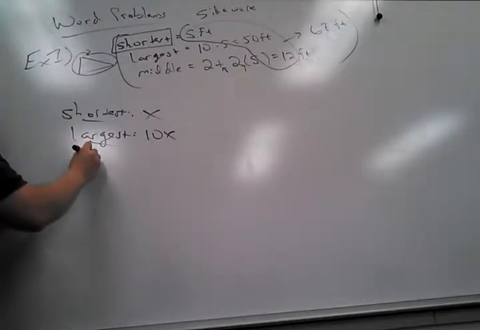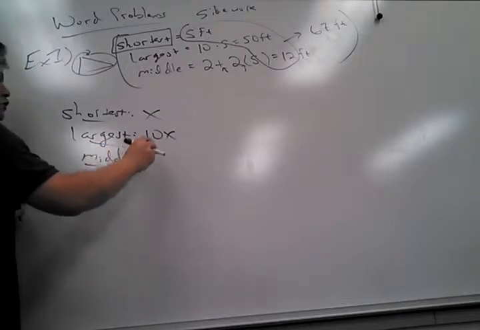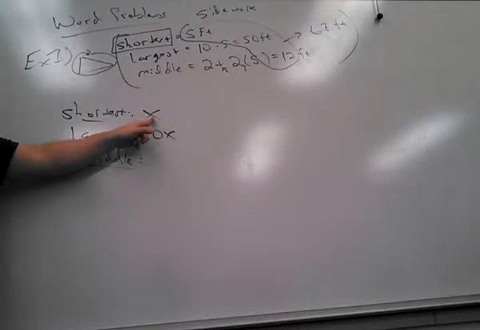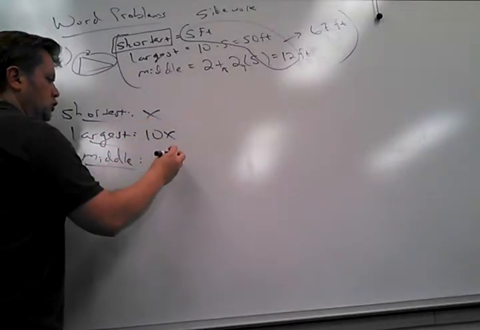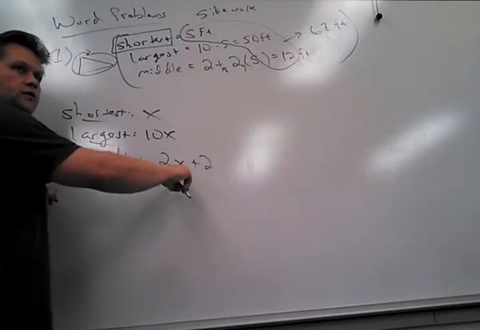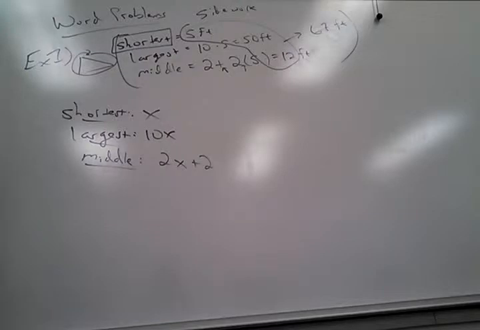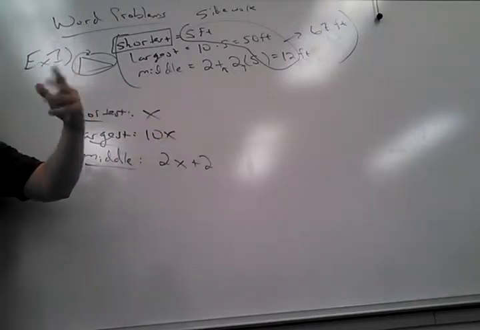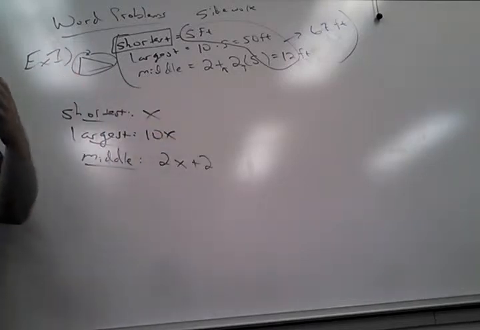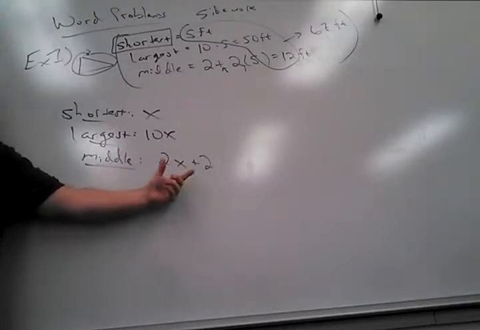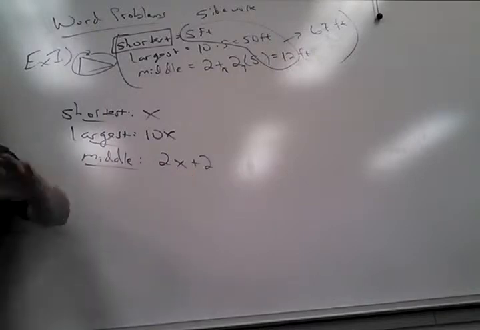What about the middle side? It's 2 more than twice the shortest. It's 2x plus 2. I like it. So you can say 2 plus 2x, or 2 more than twice the shortest. We had a problem just like that on the first test. I don't know if you remember that. I said 7 less than twice a number, or something like that. 2x minus 7. So 2 more than twice something is 2x plus 2.